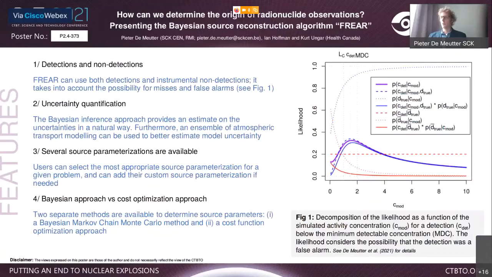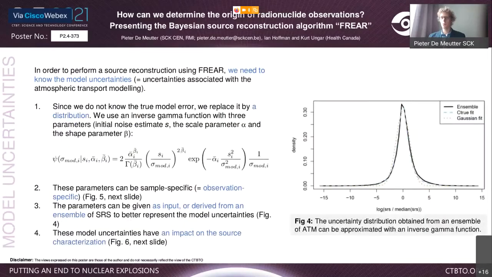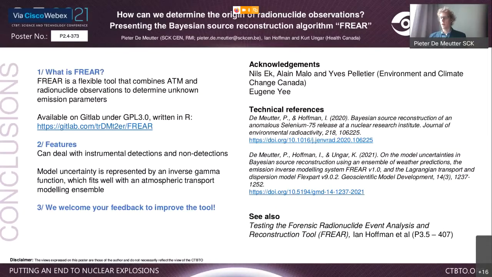Furthermore, on the poster, we highlight some of the work that was done to take into account both detections and non-detections, and also how we can take into account model uncertainty coming from the atmospheric transport model. To conclude, you can find technical references also in the poster. It is available on GitLab, and I would like to thank my colleagues from Environment Canada and Eugene Yee, and also I would like to refer to the poster by Ian, which is displayed here. Thank you.